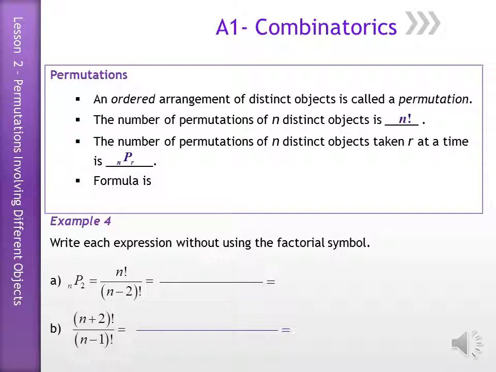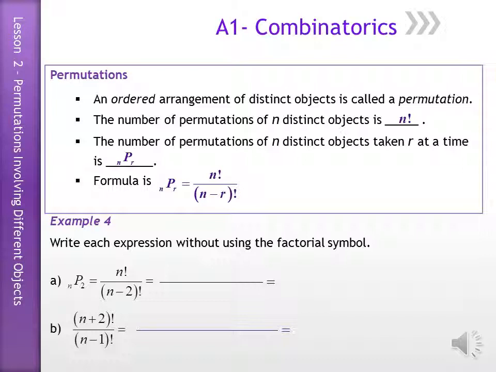Now only some of the objects are being ordered. The formula is nPr equals n factorial over n minus r factorial. This formula is on your formula sheet. Example 4. These questions are getting tricky, but once you have the idea, they are kind of fun. Write each expression without using the factorial symbol.